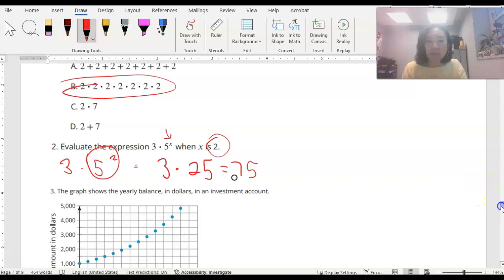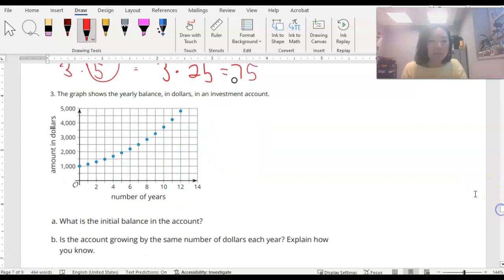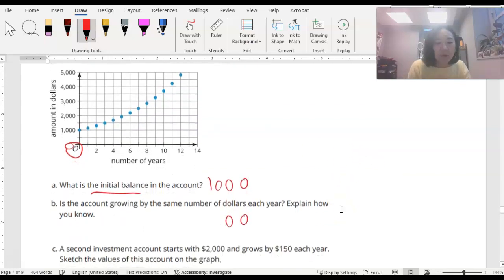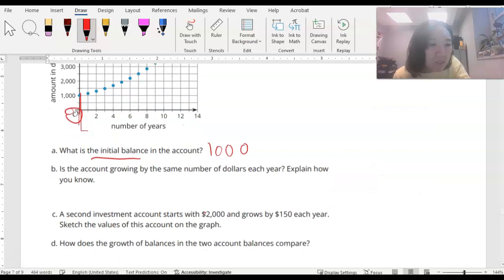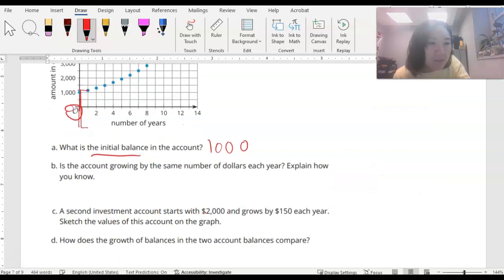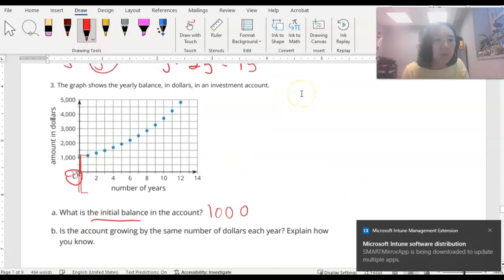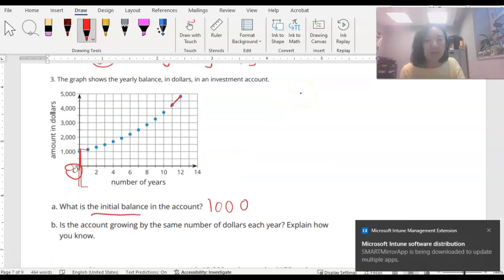The next one shows us a graph in investment amounts. And so it's showing us what happens over time with an investment. It says, what is the initial balance? Well, the initial balance would be at 0 years, so that's 1,000. And it says, is the account growing by the same number of dollars each year? Explain how you know. So after 1 year, it's gone up just a little bit, right? It looks like a very small amount. But if you notice from year 11 to year 12, we suddenly have a big leap.